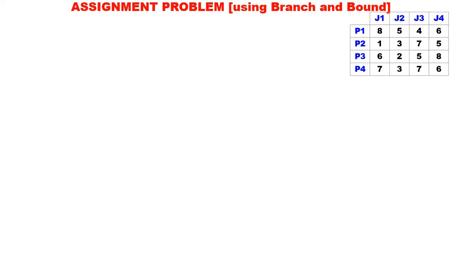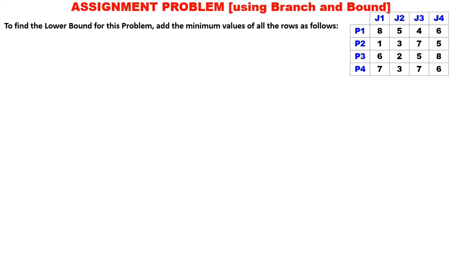Now here I have taken 4 people and 4 jobs. So P1, P2, P3, P4 are the people. Jobs are J1, J2, J3, J4. Here the first step is you have to find the lower bound for this problem. How to find the lower bound for this problem? Add the minimum values of all the rows, you get the lower bound. Let us see how you get the lower bound. First row, what is the minimum value? Among 8, 5, 4, 6, 4 is the minimum value. Write down to the lower bound.